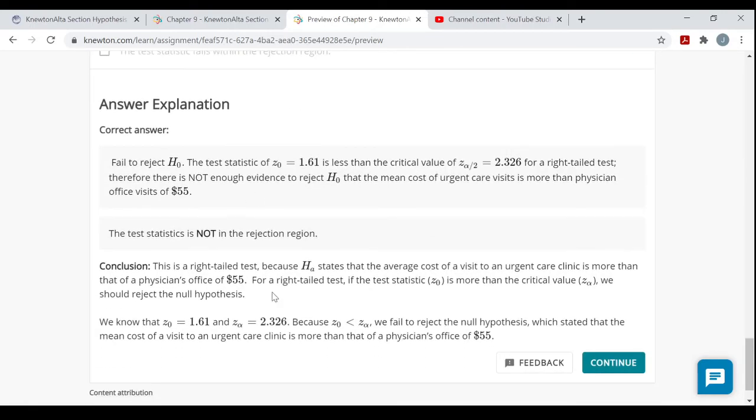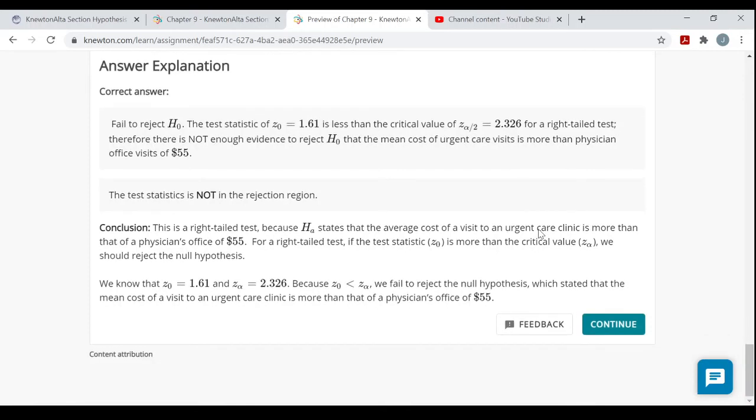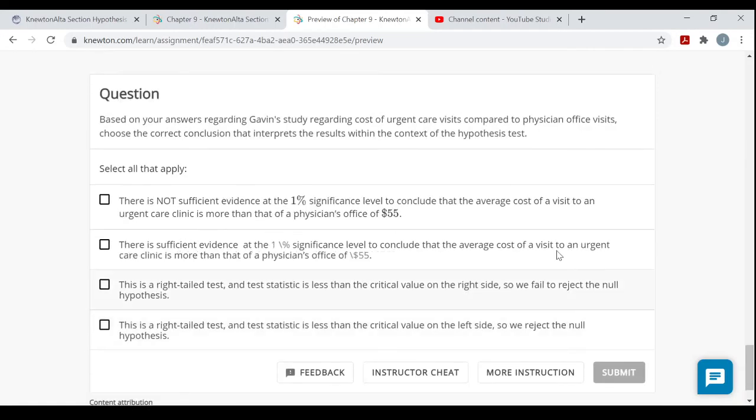And again, please read through your answer explanations, whether you get it right or wrong. If you get it right, read through it, make sure your reasoning was right. If you get it wrong, definitely read through it to see if you can figure out what went wrong, and then next time you see a problem like that, you can do better. And I think that's it for this type of problem. No, there's one more question. Okay.